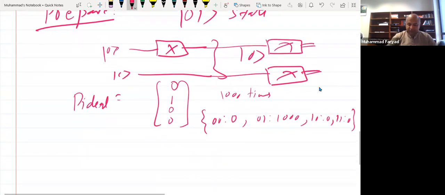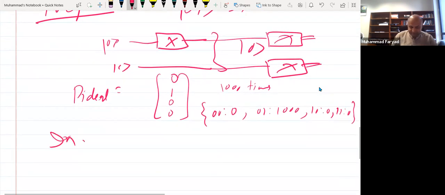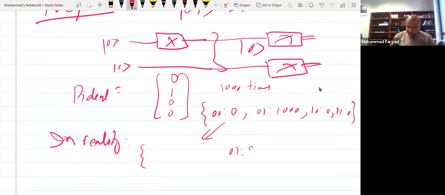But in reality, what I get is this: I get 0 1, let's say 980 times, and I get 0 0 perhaps 10 times, and 1 0 perhaps 2 times, and 1 1 as, so 2 plus 10 is 12 and 980, so let's say 8 times.